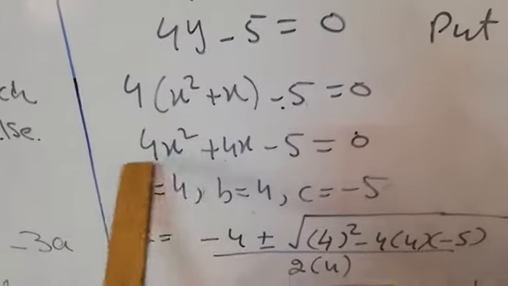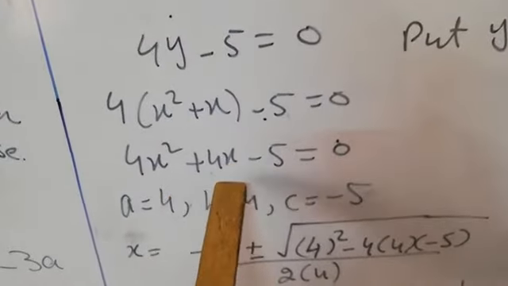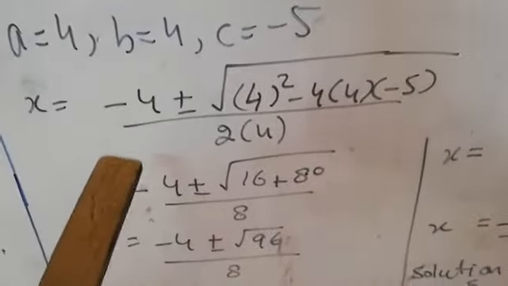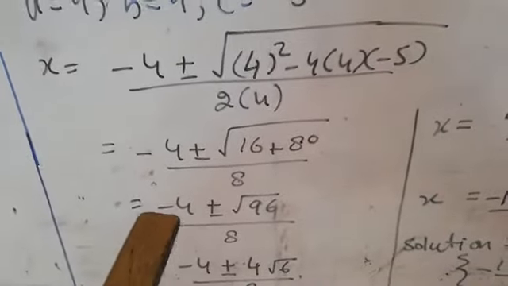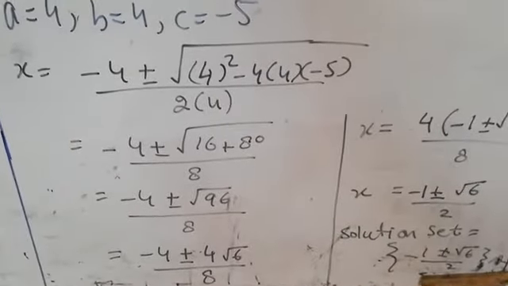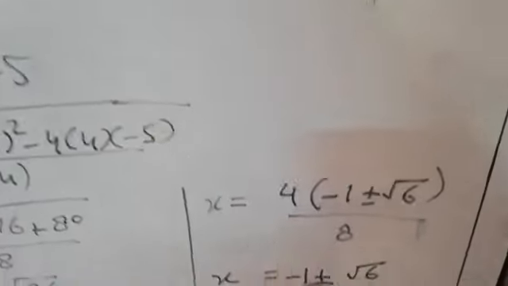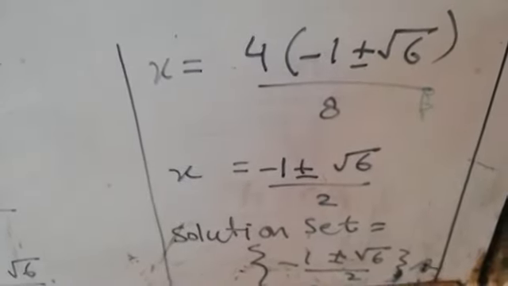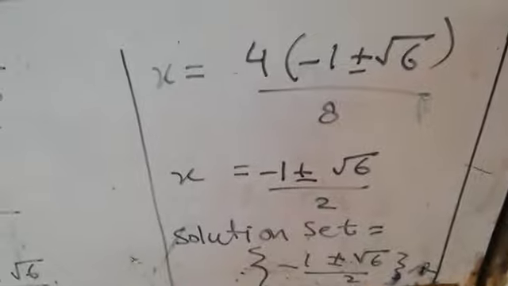It cannot be factorized and there is no direct formula, so that's why we will use the quadratic formula to solve this one. By applying the quadratic formula, as we have done in exercises 1.2 and 1.3, we will find the value of x, which is equal to minus 1 plus minus square root of 6, divided by 2. This is the solution set.